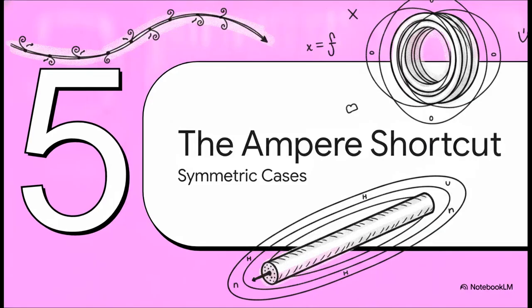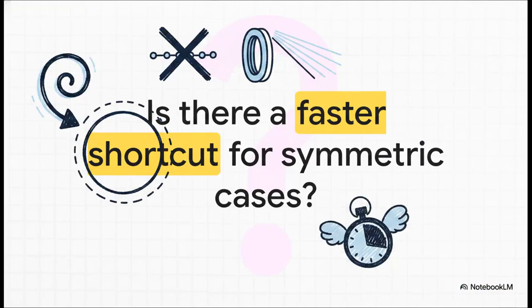Section 5. The Ampere shortcut. Now, as we've learned, calculating fields point by point using the Biot-Savart Law is incredibly powerful, and it's absolutely necessary when dealing with complex custom coil shapes. But let's be real, if you have to calculate every single tiny segment along a really lengthy wire, the math can get, well, a bit tedious. Which naturally leads us to a crucial question. Is there a faster shortcut for symmetric cases? And the answer is a resounding yes.